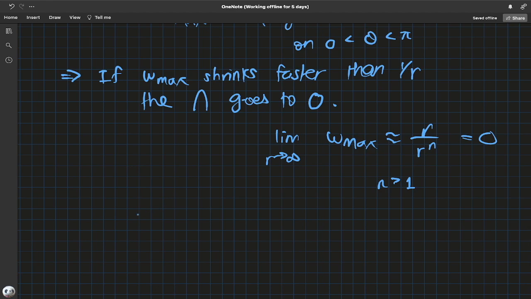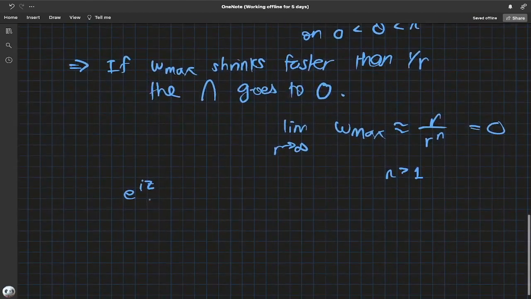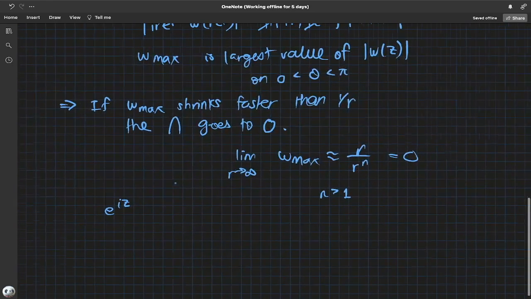Jordan's lemma deals with functions which have this e to the iz part on top. So when you substitute that into this parameterization, you get something that's a little weird, a little harder to deal with, but I have made a video on that. So although it's not in the right sequence, you can always look at that now after you know the entire mechanism for it.